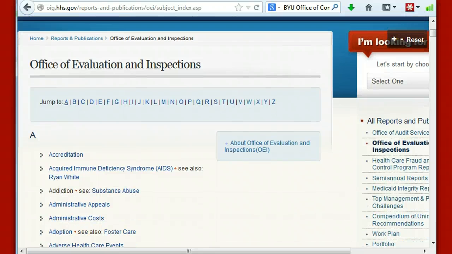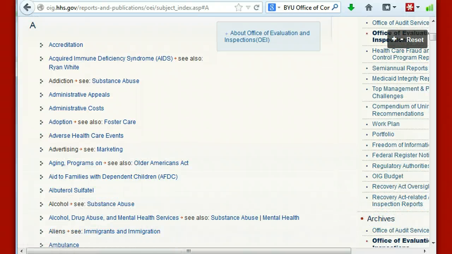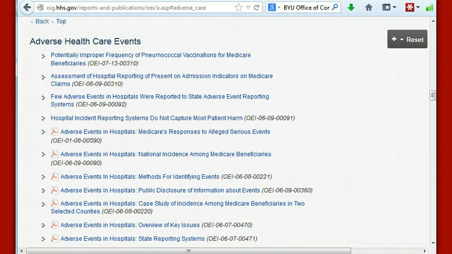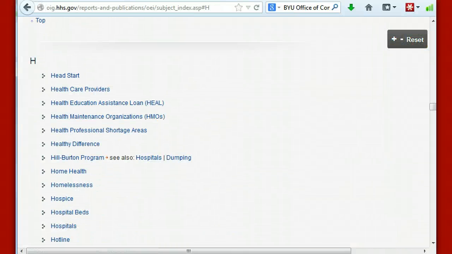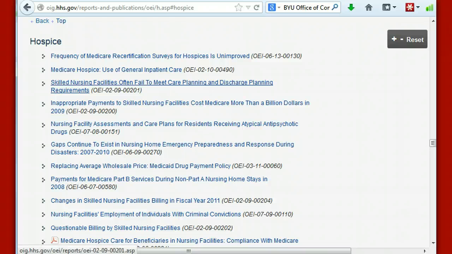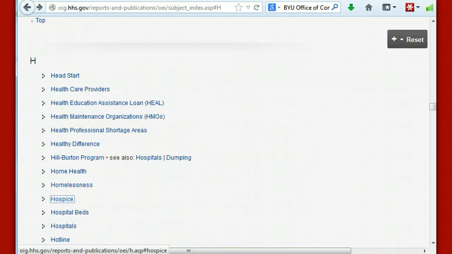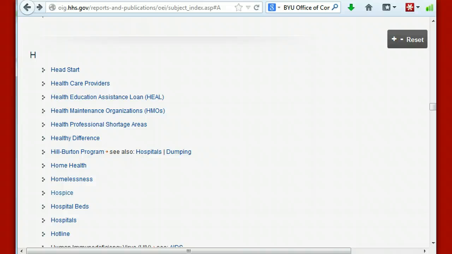So you can go through all the A topics. You might have something on adverse healthcare events, and then you'll see that there have been several different audits that OIG has conducted. If you browse back, depending on what topic you're looking for, maybe hospice, you want to take a look at those. And you can read through these and either find areas that you need to audit yourself for your organization, or just some lessons and education on what has been audited in the past. So we'll come back and take a look at a specific audit in just a minute.